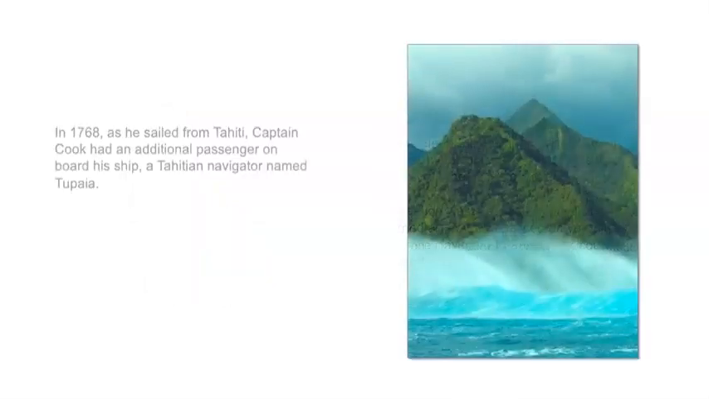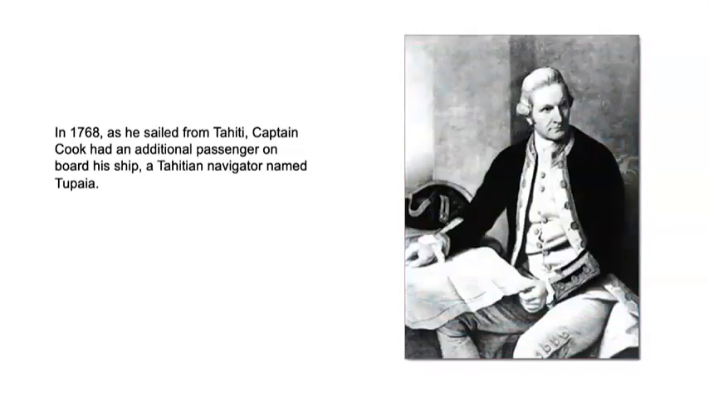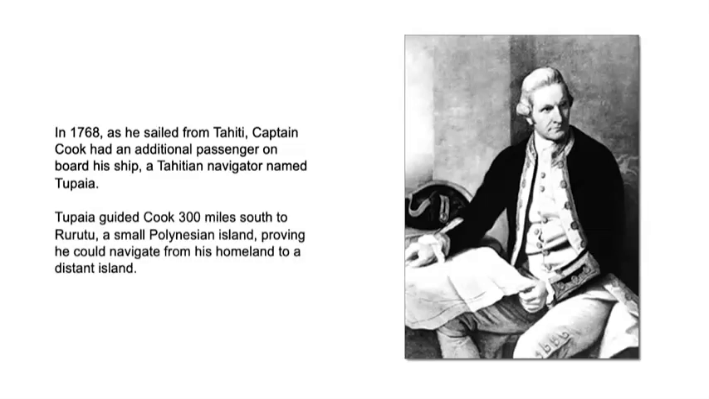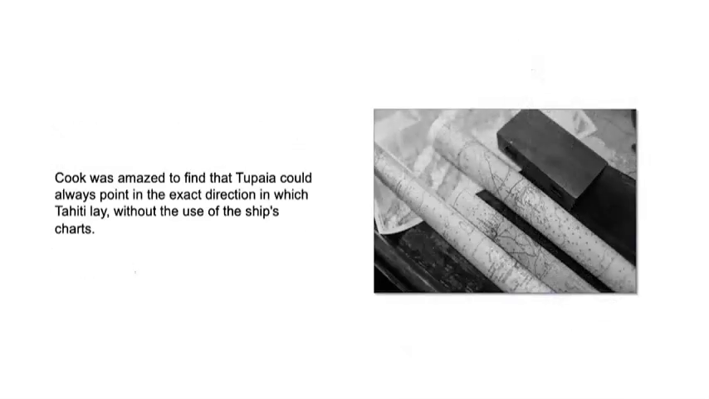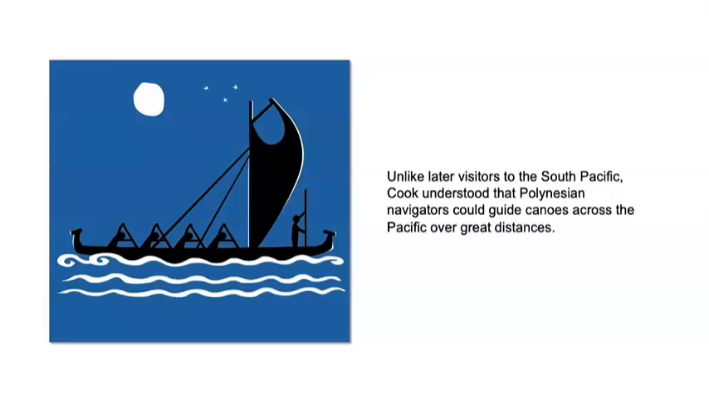In 1768, as he sailed from Tahiti, Captain Cook had an additional passenger on board his ship, a Tahitian navigator named Tapaya. Tapaya guided Cook 300 miles south to Rurutu, a small Polynesian island, proving he could navigate from his homeland to a distant island. Cook was amazed to find that Tapaya could always point in the exact direction in which Tahiti lay, without the use of the ship's charts. Unlike later visitors to the South Pacific, Cook understood that Polynesian navigators could guide canoes across the Pacific over great distances.